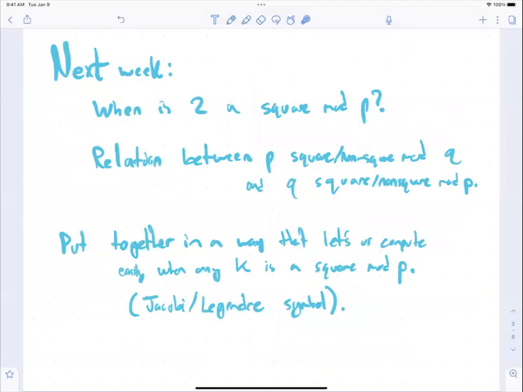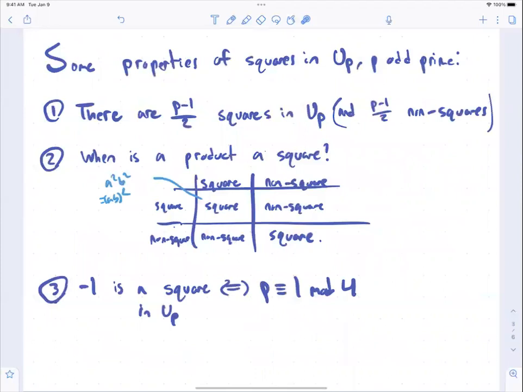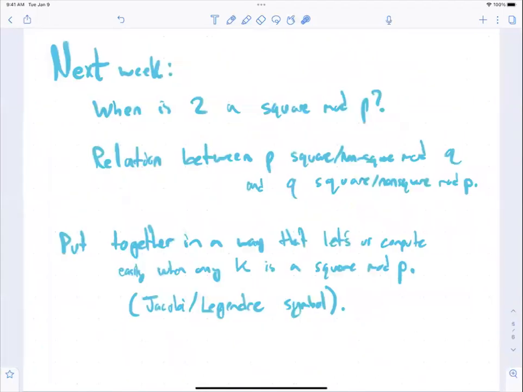Where are we going next? Next week, there are some more difficult things we have to understand about squares in order to really solve this problem. The two key properties we have left to understand are: when is 2 a square mod p? And what is the relation between p being a square mod q and q being a square mod p, where p and q are both odd primes? Once we have these, using especially this multiplicative rule and the rule for -1, we'll be able to put everything together and give a way that lets us easily compute when any number k is a square modulo a prime p.